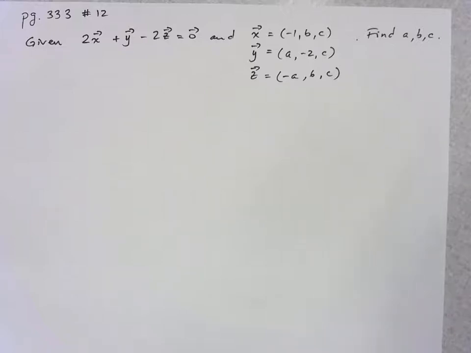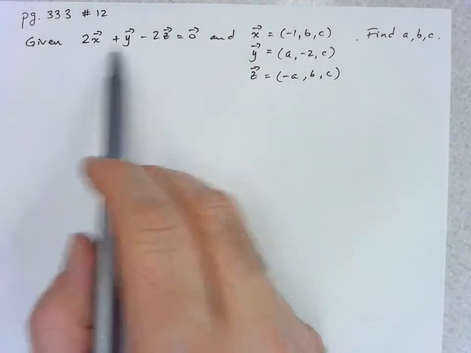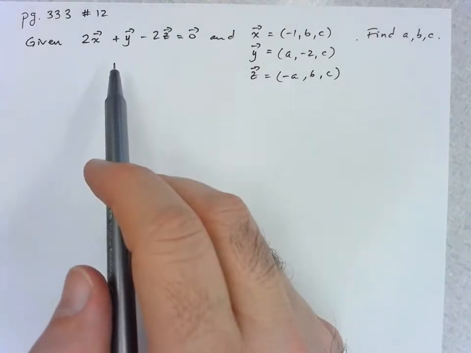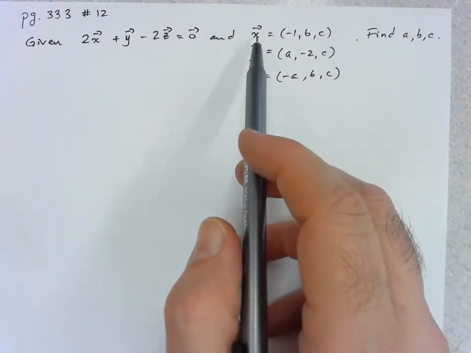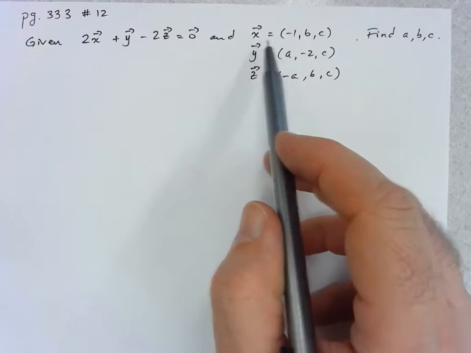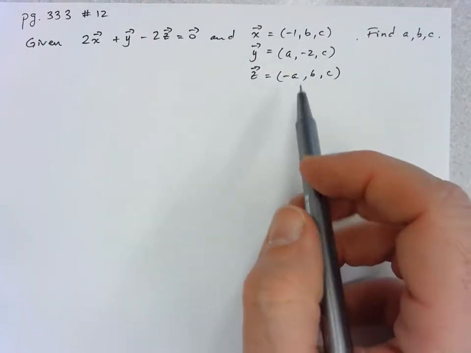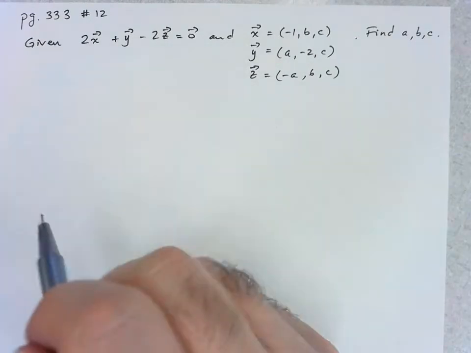Hi folks, we're going to take a look at number 12 from page 333. So they give us this equation, so it means this equation is true, and they give us information about these vectors x, y, and z that appear in that equation, except the vectors have variables in them. And they want us to determine what values of a, b, and c are going to make this equation true.